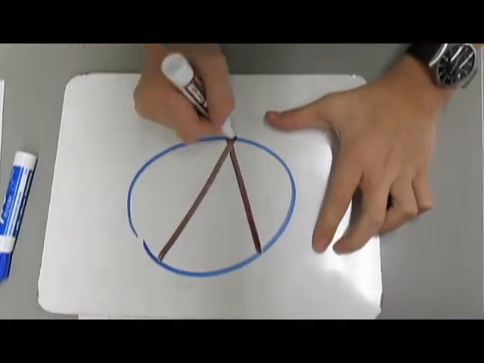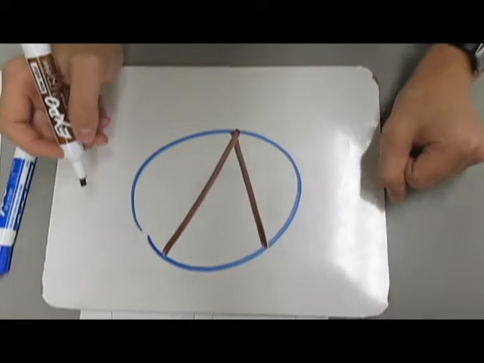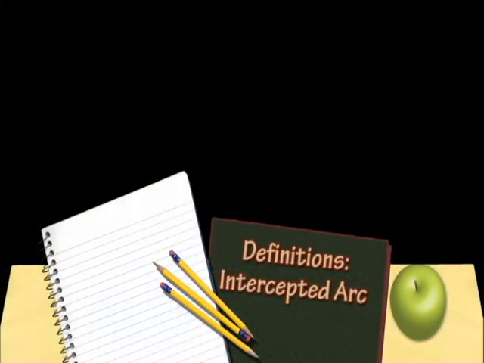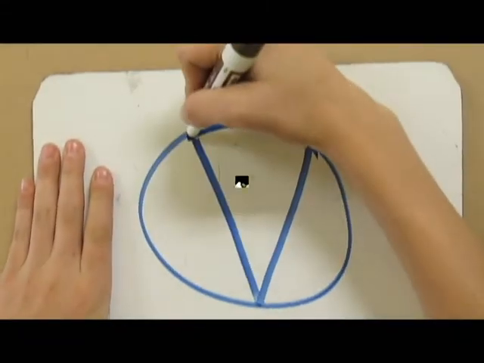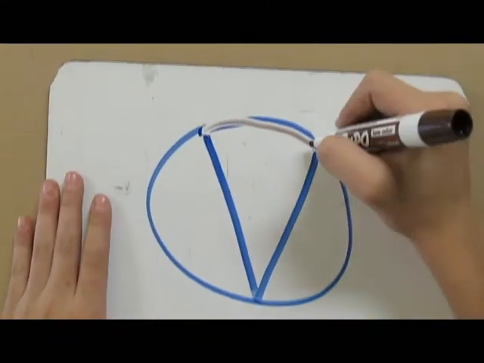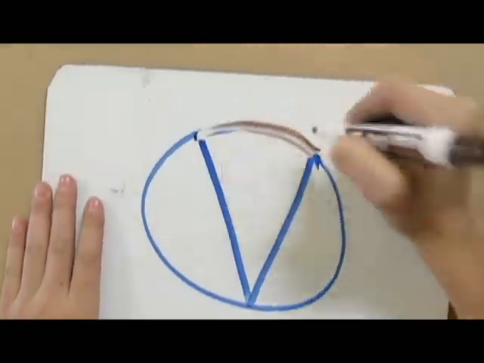Inscribed angles are angles that are formed by two chords that intersect on the circle. An intercepted arc is the arc between the endpoints of the two chords that create the inscribed angle.